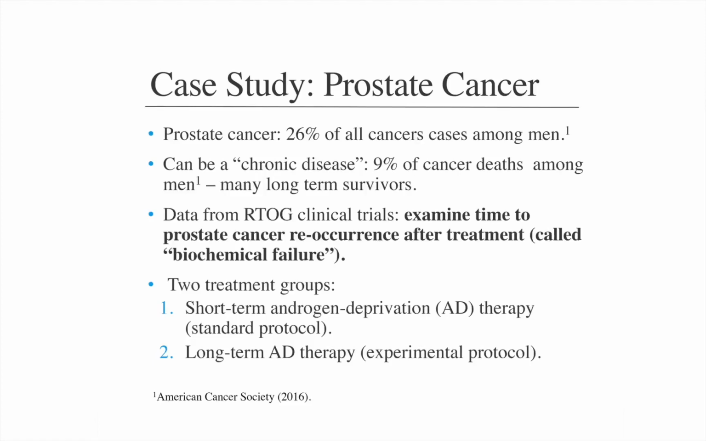The data that we have specifically is some data from some clinical trials, RTOG clinical trials, and what we're particularly going to focus on today is the time to prostate cancer recurrence after a treatment. This is called biochemical failure in the clinical world, but you can think of this as prostate cancer recurrence. We have a bunch of different things we're interested in, but the main thing that we want to focus on is 2 treatment groups. One is short-term treatment and one is long-term treatment.